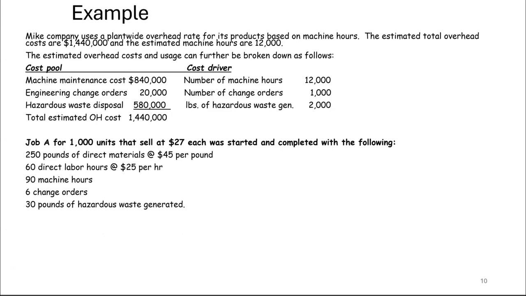Now, we had an actual job which produced 1,000 units that we're going to sell at $27 each, was started and completed with the following usage: direct materials and direct labor. And we also know how many hours of direct labor for our plant-wide overhead, but we also know the usage based on our cost drivers. We've got the amount of machine hours, the change orders, and the hazardous waste.